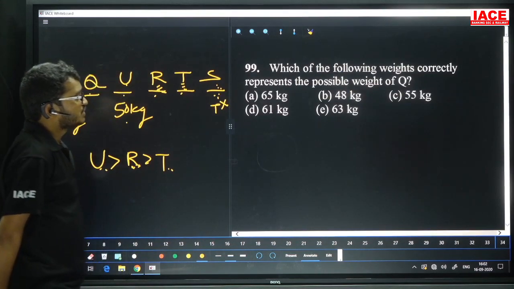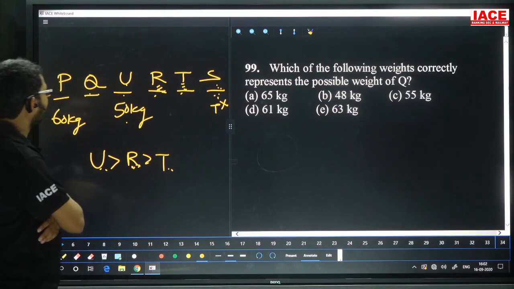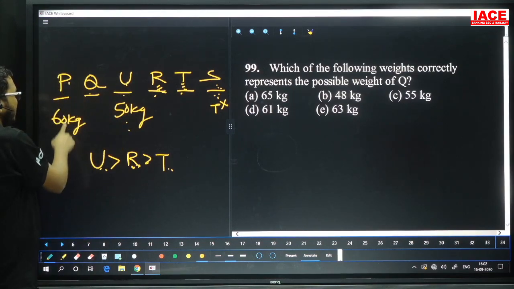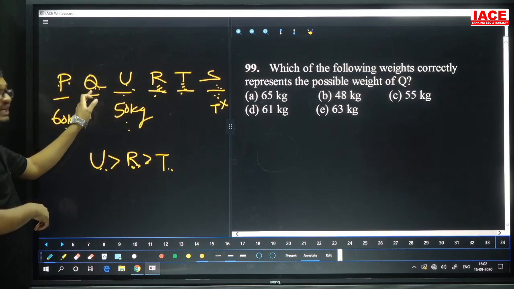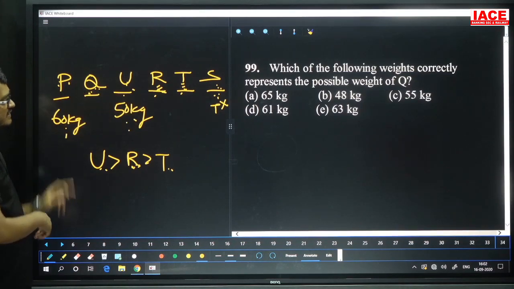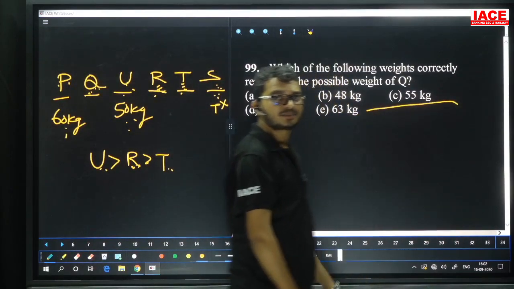Question number 99. Which of the following weights correctly represents the possible weight of Q? U is 50 kg, P is 60 kg. Q is more than U, Q is less than P. That means Q's weight is between 50 and 60. Between 50 and 60, they have given 55. So the answer is option C.